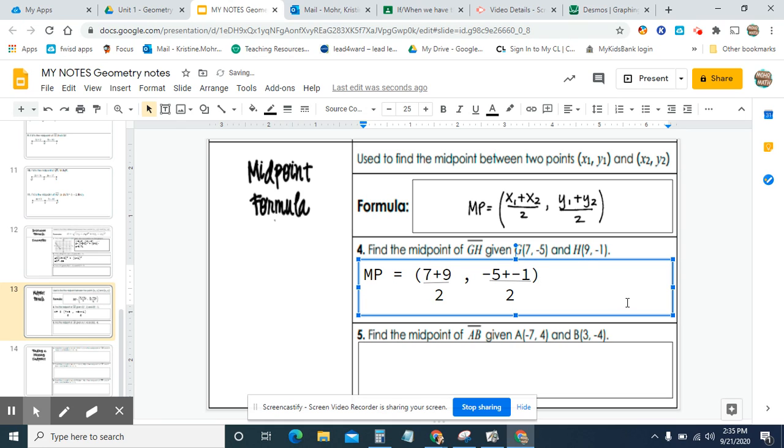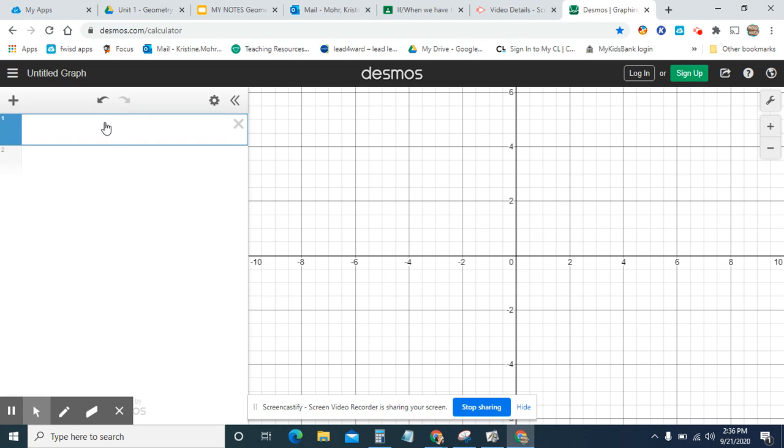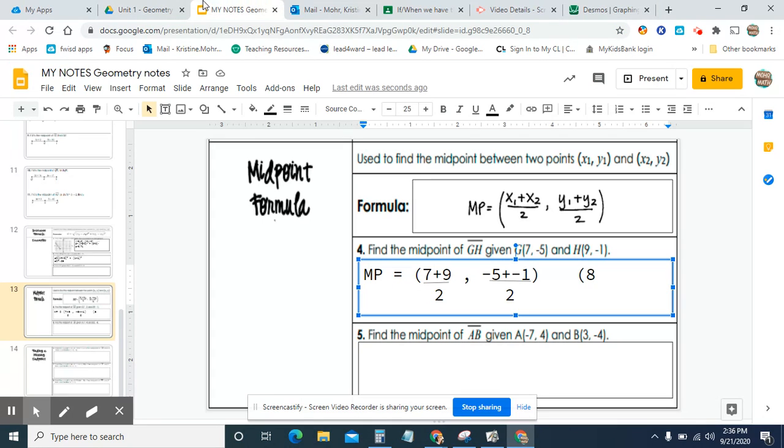So we know that our x is, what was it, 8 we said? 16? Yeah. And then -5 plus -1 divided by 2. So parentheses, -5 plus -1. And we're going to divide all of that by 2 to give me -3. And we put a comma because that separates our two answers. So our x is 8 and our y is -3.